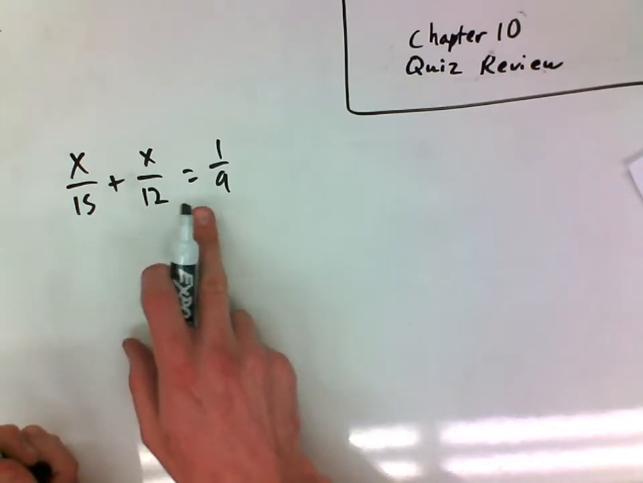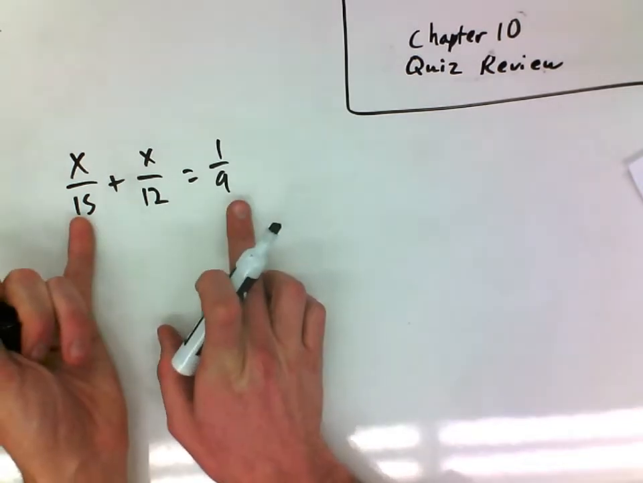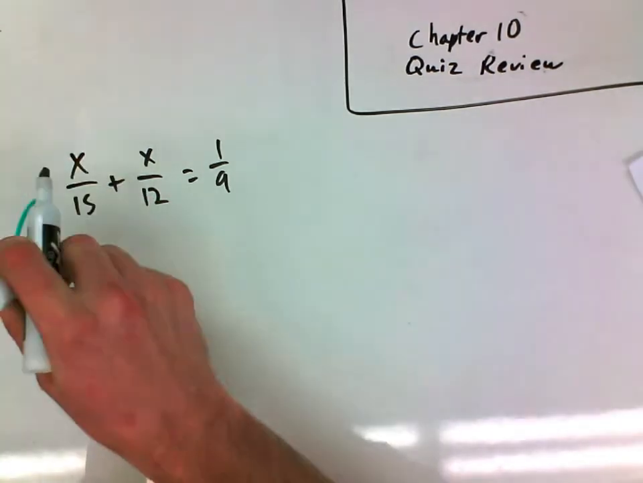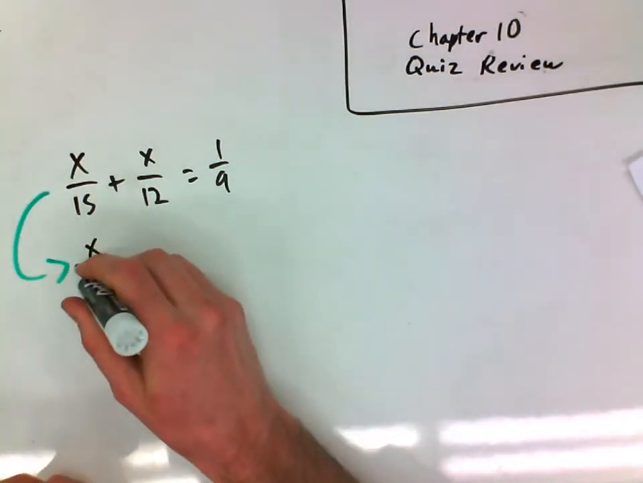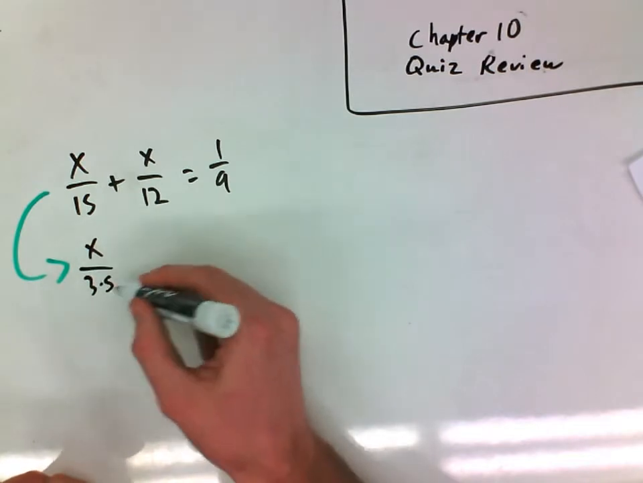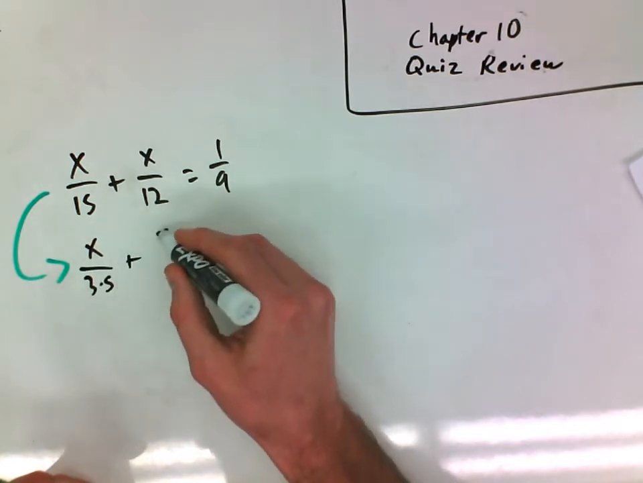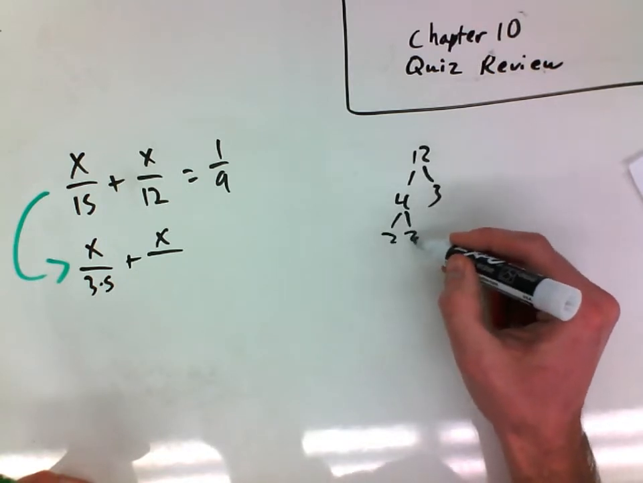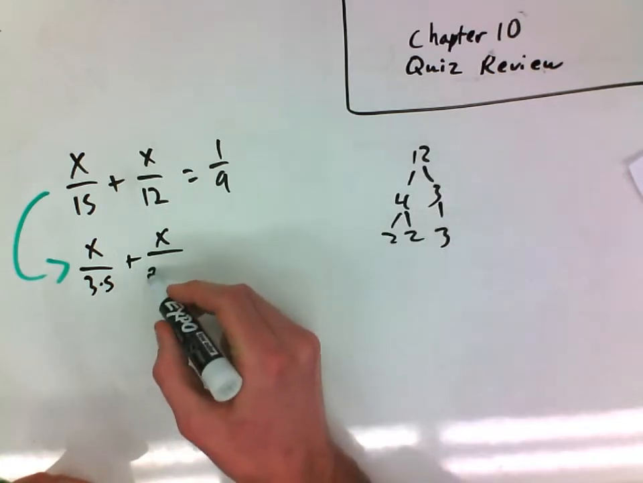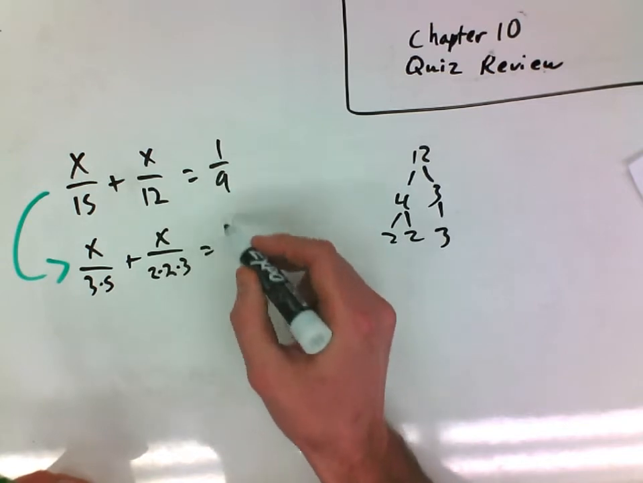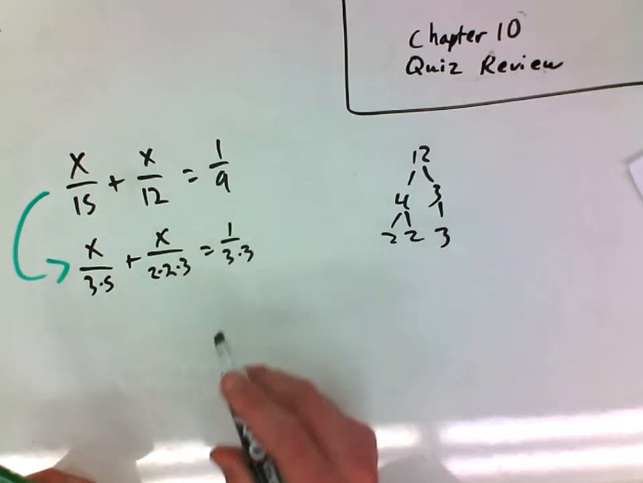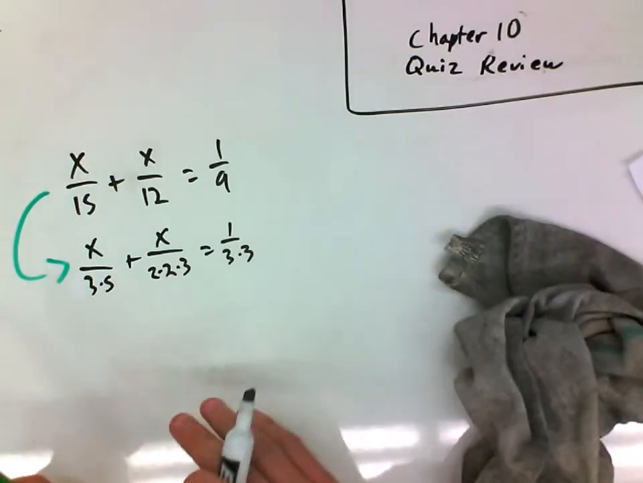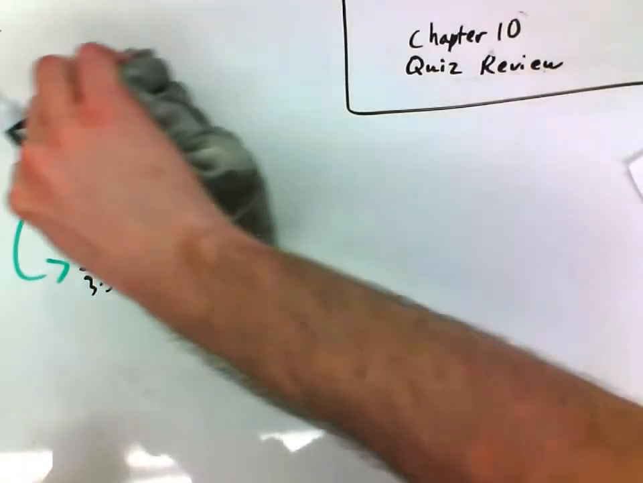It's kind of hard to work with them if they're the full numbers. So instead, my first step is going to be rewriting this, and I'm going to break apart those bottoms. So 15 is 3 and 5, and then 12. If you need to do these on the side, that's fine. 12 is just 2 times 2 times 3, and 9 is just 3 times 3.